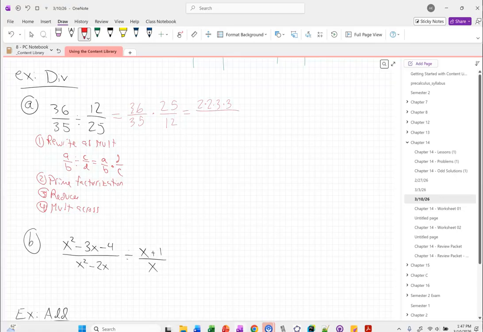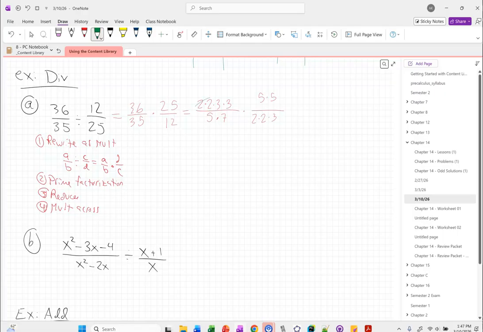Prime factorization of 35: 5 times 7, like we did that before. Prime factorization of 12: 2, 2, 3. Yeah, we did that before, right? And prime factorization of 25: 5 times 5.